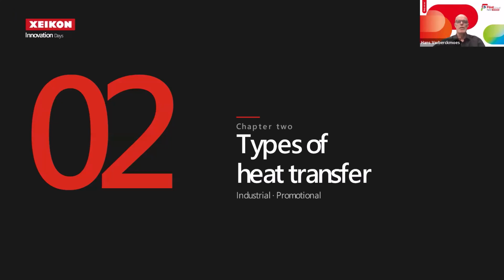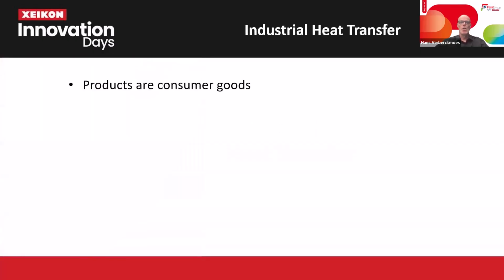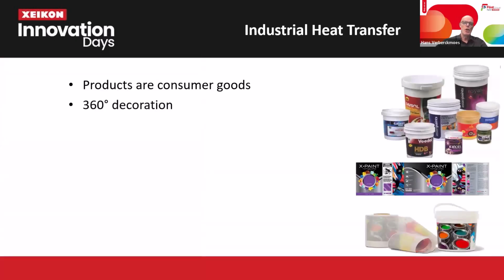So I mentioned earlier that there are different types of heat transfer we like to use in our segment at XEIKON. The first one is the industrial heat transfer, like for paint buckets, as I mentioned, chemical bottles, those things. So the products are mostly consumer goods. You also have the 360 decoration that is many times required. Again, this is no problem for the XEIKON machine because we have a full rotary printer, so the label length for us is not a problem. If you have a 20 liter or a 5-gallon pail, it's not an issue.